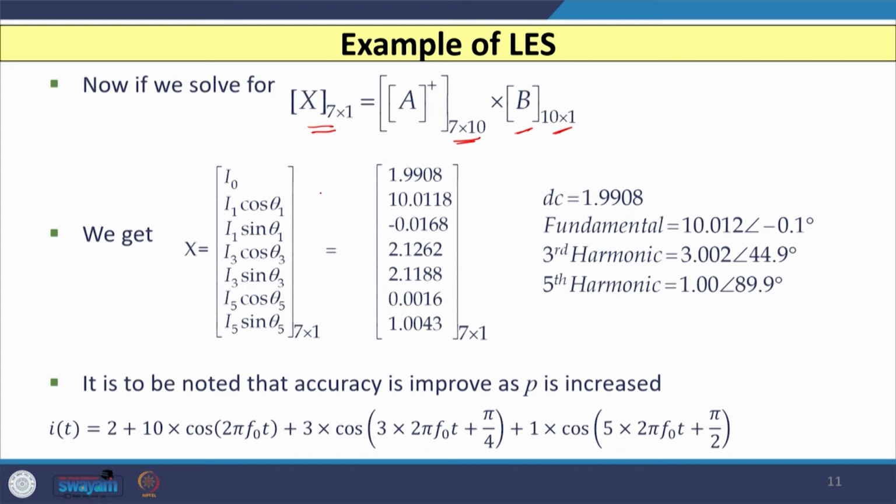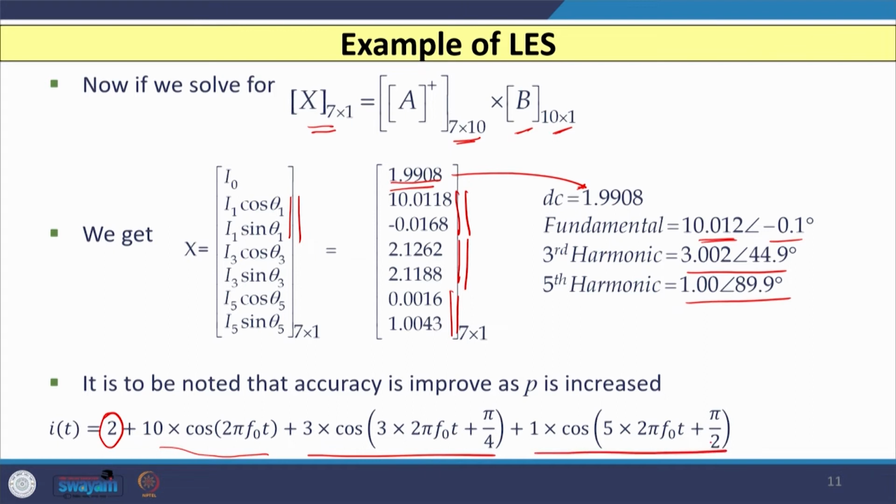Whatever value you obtain, you can see that the DC value is 1.99, which is again very close to the original actual value 2. You have the fundamental component. If you take the magnitude and angle of this, you will have 10.012 angle minus 0.1. That is also very close to this. The third harmonic term, you can see, is 3.002 angle 44.9, which is also close to this. And again you can take the fifth harmonic, the value of which is 1 angle 89.9, that is also very close to this.